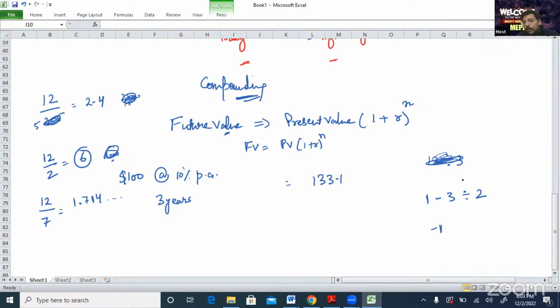So it should be according to BODMAS. It means first it should take this division, and then it should take this minus. So now if you do it on your calculator, simply see 1 minus 3 divided by 2. You can see minus 0.5 is coming. Automatically minus 0.5 is coming. It means automatically it has taken the BODMAS rule.